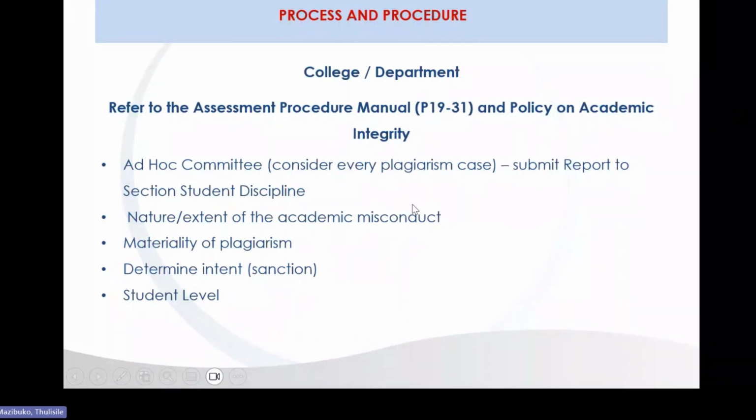Now, processes and procedures. What happens in a hearing? When we invite you, we send you as a student the notice detailing the date and the charges that we are bringing against you. On that, we also include the evidence that is submitted to our office. And then, when we invite you, you come there.